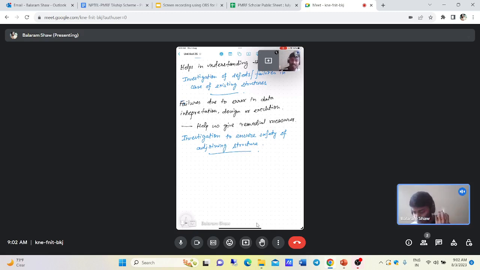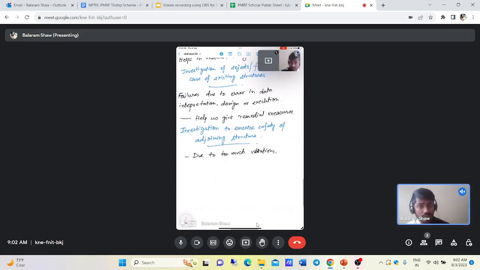Let us say there are too much vibrations due to construction or piling. It can lead to cracks in the adjoining structure.